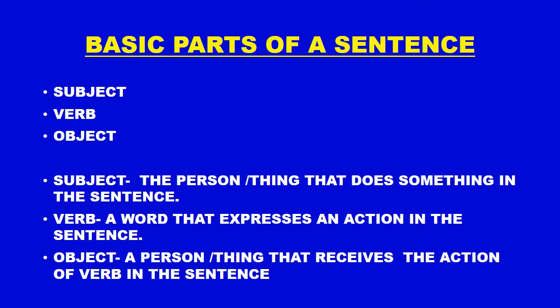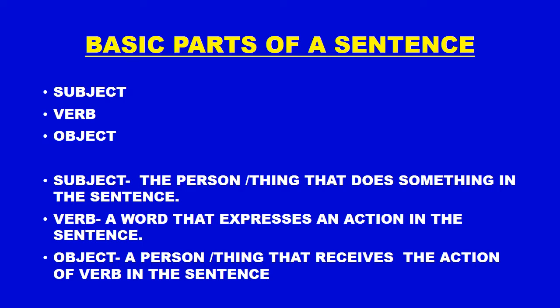A sentence has a subject, verb plus object. Subject is the person or a thing doing something in the sentence. The verb is a word that expresses action in the sentence, or you can say a doing word. Then comes the object. Object is the person or the thing that receives the action described in the sentence, and it stands after the verb.